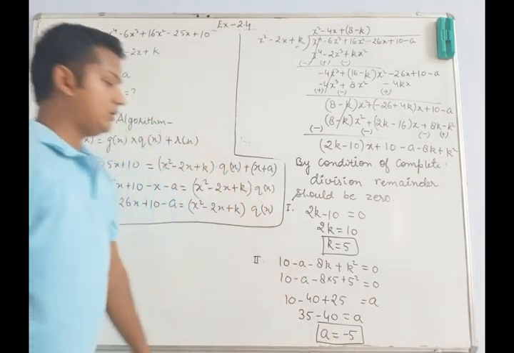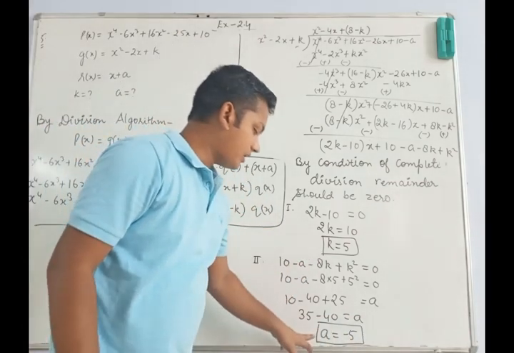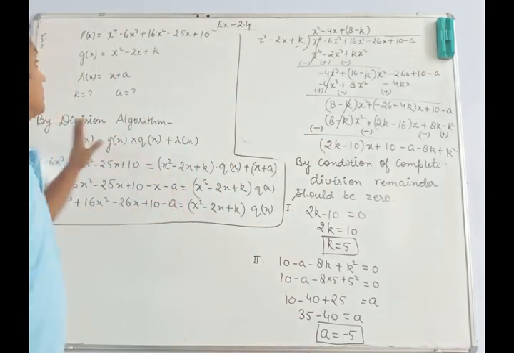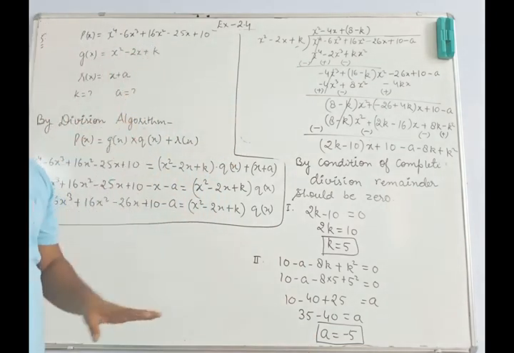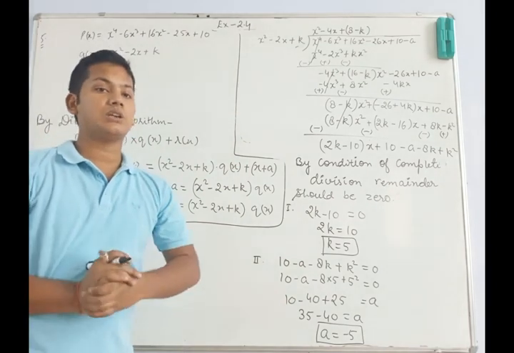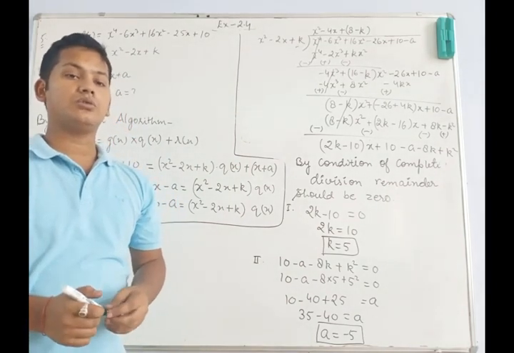So these are the two values: k is plus 5 and a is minus 5. So this is the end of exercise 2.4 and the end of your second chapter. So stay tuned for the third chapter.